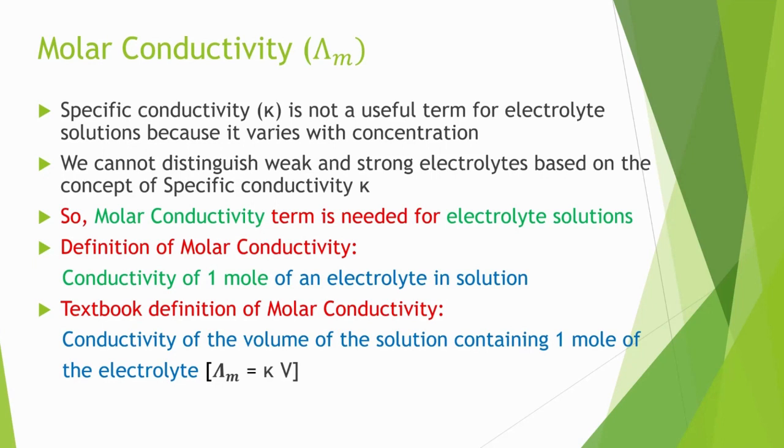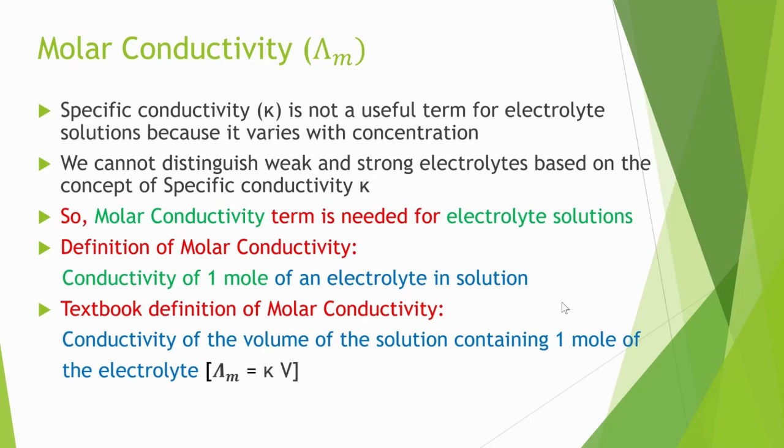So here the V will be 1. If you take a 2 molar solution, here 2 moles will be present in 1 liter. So that 1 mole will be present in half liter, 0.5 liters. For a 2 molar solution, what is the V value? 0.5. That is why it is defined this way. When you change the concentration, you have to take the V value, which contains 1 mole of the electrolyte. In simple way, you remember molar conductivity means conductivity per mole.